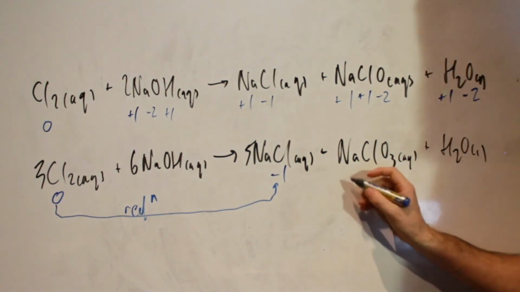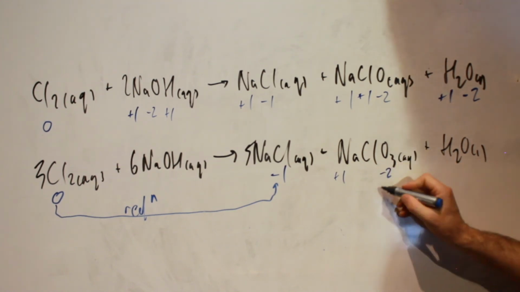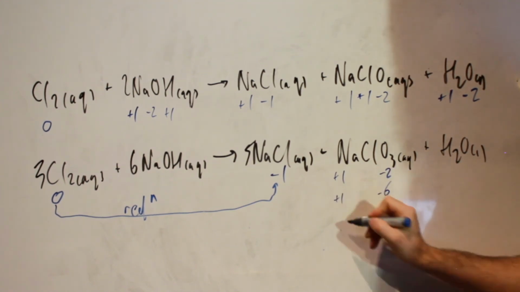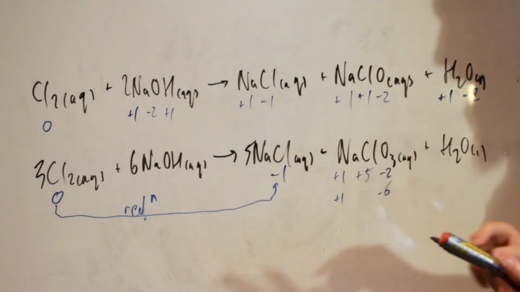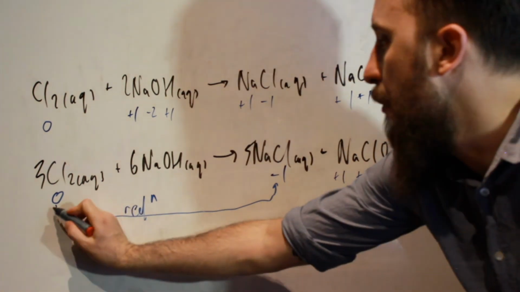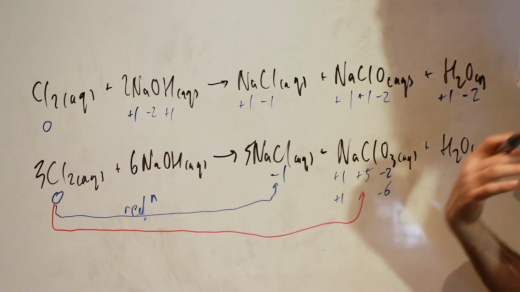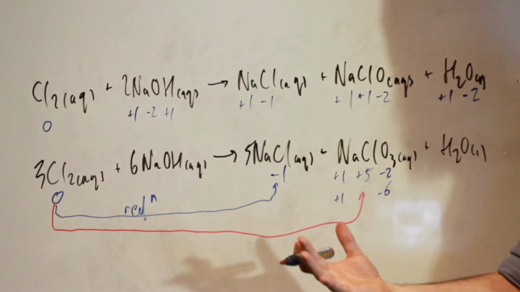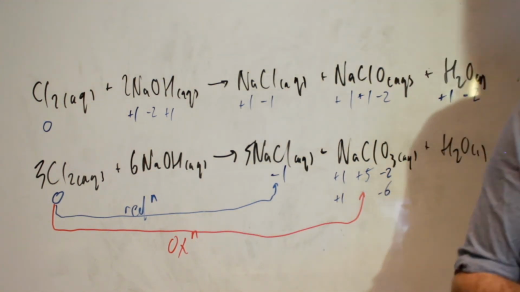This one over here, we have the sodium +1, oxygen's -2, but we've got 3 of them. 3 times -2 is -6, +1, therefore it has to be +5 over here in order to get that to be neutral because it doesn't have a charge. And we observe the same thing. We have a positive change in the oxidation number, therefore it's losing electrons, therefore it's undergoing oxidation.